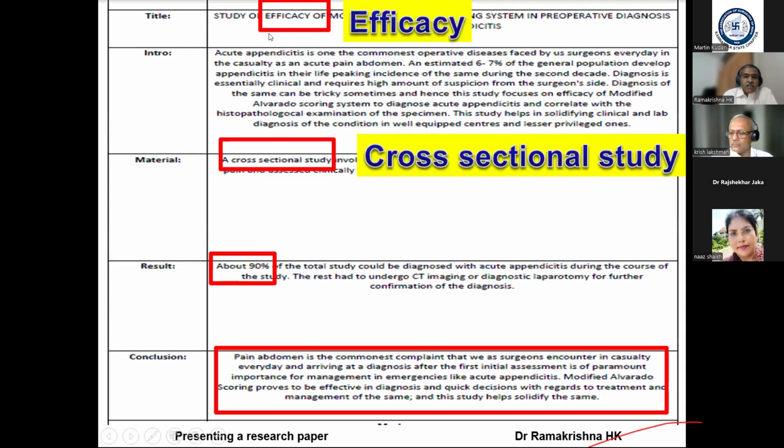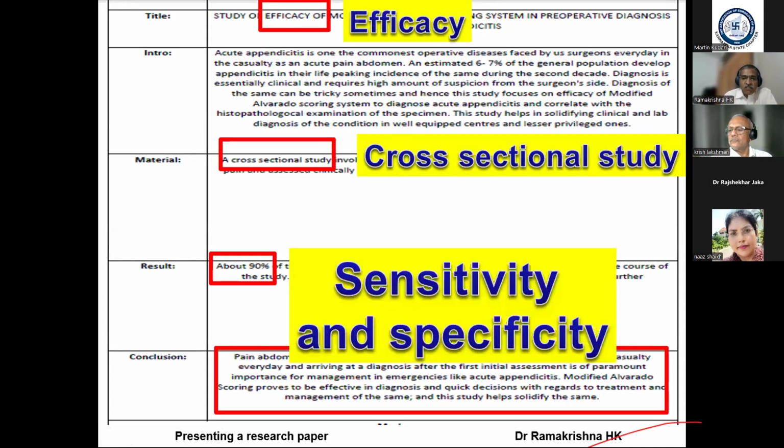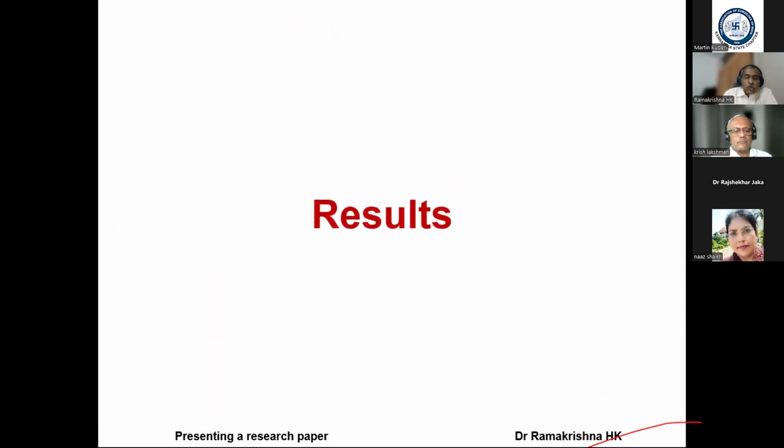This is another example. He's trying to find the efficacy of a particular procedure, but he has designed a cross-sectional study. Again, wrong thing. Cross-sectional studies are designed to find the prevalence of a disease, not efficacy. For finding efficacy, you must calculate the sensitivity and specificity of these subjects. So a wrong design will get you down there.